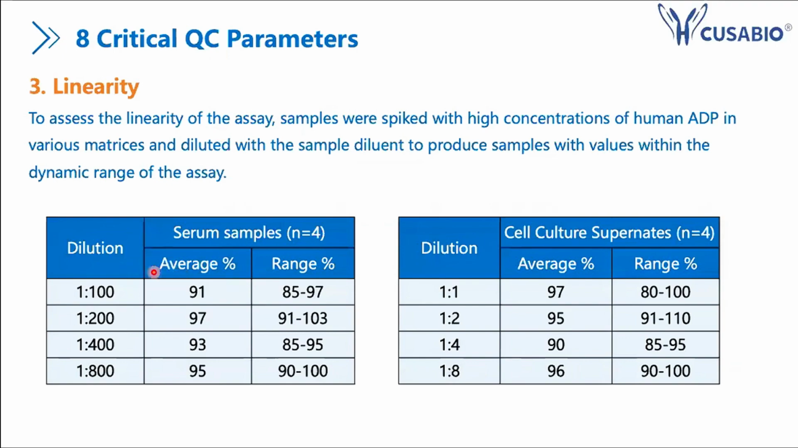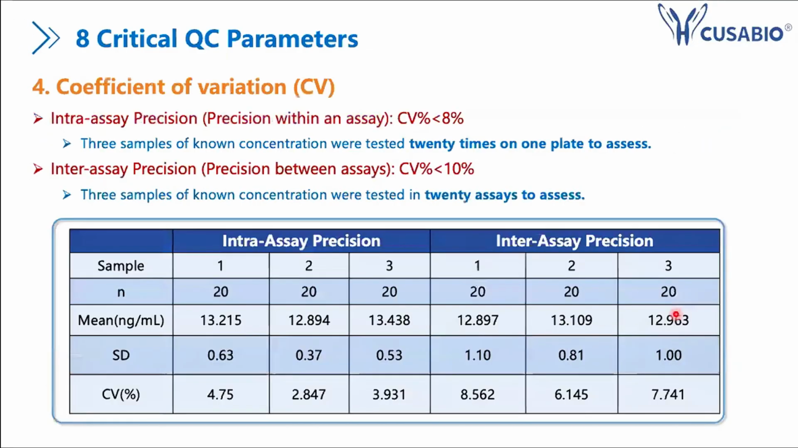Here's one example. These are the different dilutions that we performed, and here are the different sample matrices. After dilution and after we calculate it back, the range is between 80 to 120%. If they fall within this range, we will say that these kits have very good linearity.